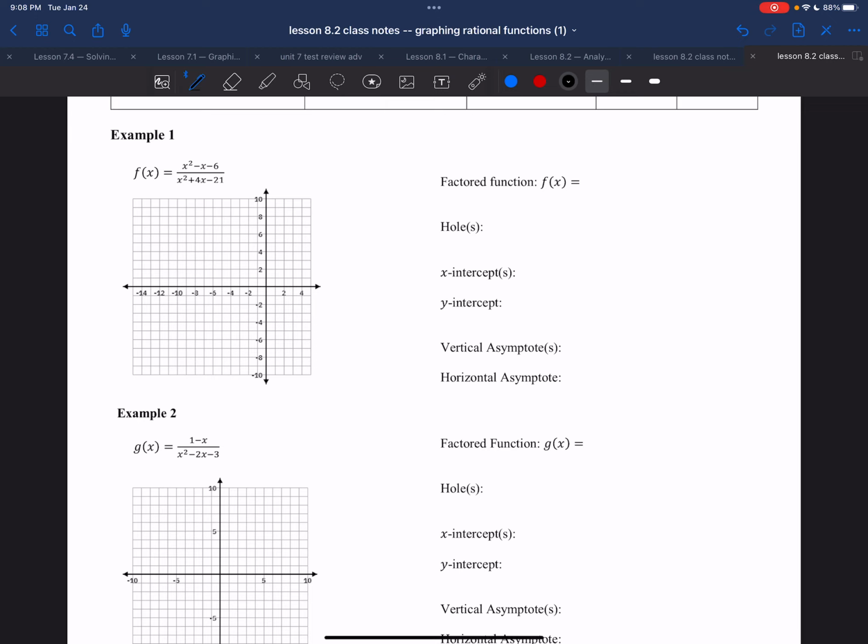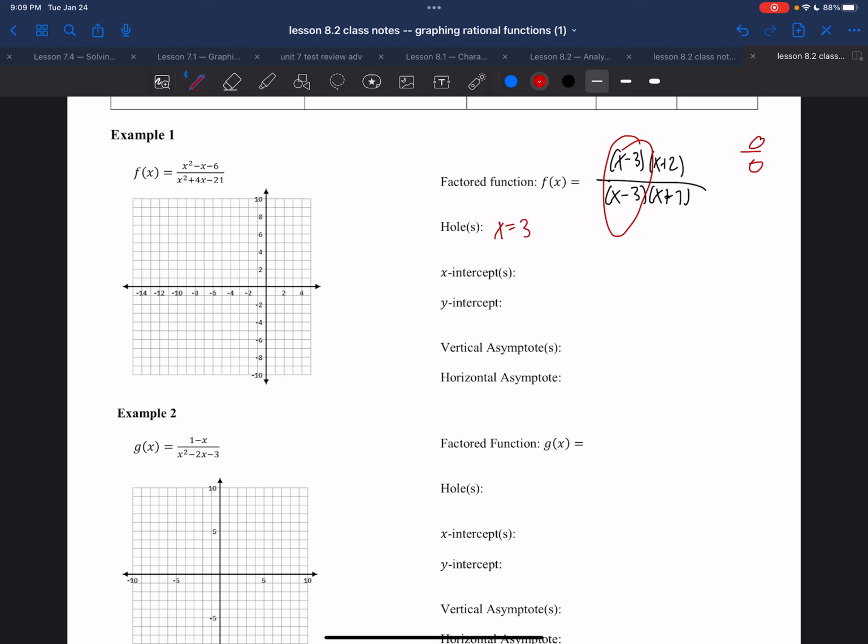The numerator should factor as x minus 3 and x plus 2, I believe. And then the denominator, if we factor that, it should be x minus 3 and x plus 7. Okay, so we've factored this. We identify, hey, I've got a hole here, right? There's a common factor, x minus 3 on top and bottom. That's creating an indeterminate value, 0 over 0. And so that is going to cause a hole in our graph. So we know that the hole will happen at x equals 3.